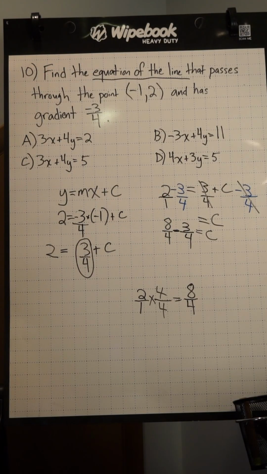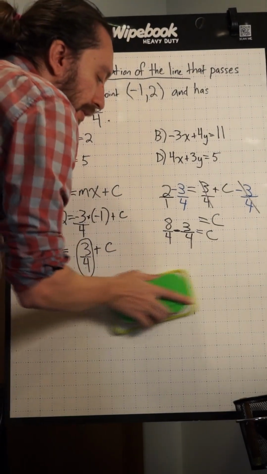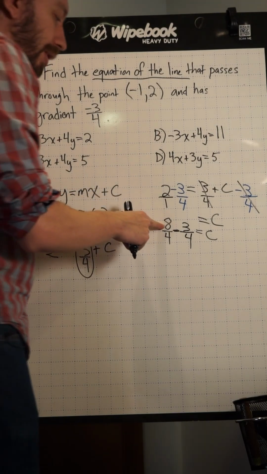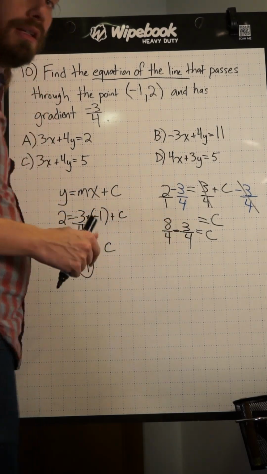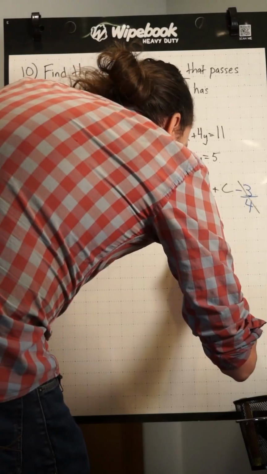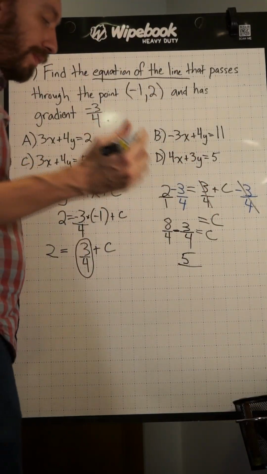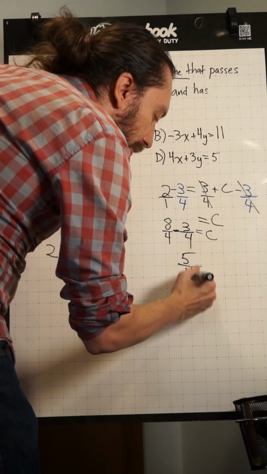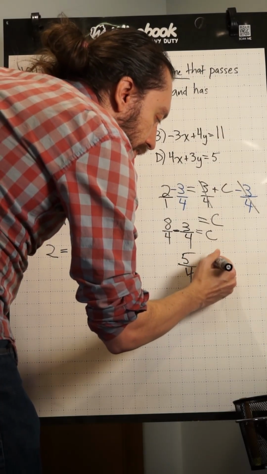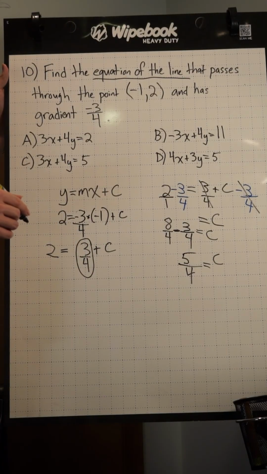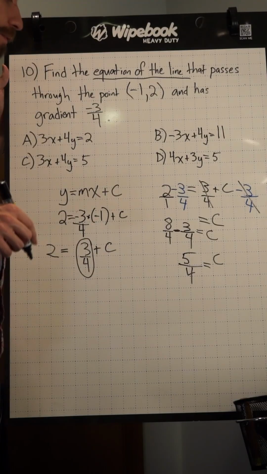Okay, now that was the most difficult part. Now we can just take this one, and we can do it very simply, right? So on the top, we have 8 minus 3 will give us 5. On the bottom, we just keep it as the same number, right? So this will be 4. So that we have C, the intercept of the line is what we call it, is 5/4. 5 divided by 4. Okay.